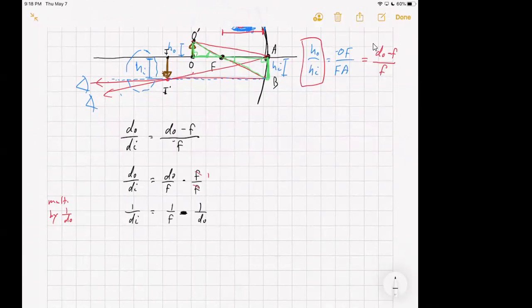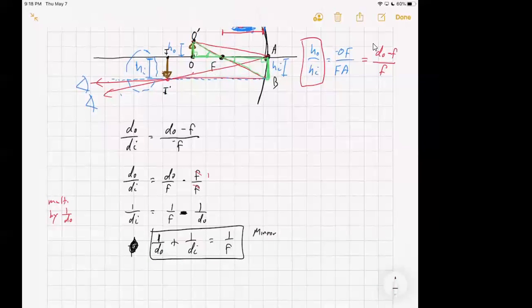Now we can make this very symmetric by writing it the other way, as it's usually written. We usually write the reciprocal of the object length plus the reciprocal of the image length, which should equal the reciprocal of the focal length. So this is the mirror equation. We'll talk about using this in problems. It's very easy to use. We'll do that in the next video.